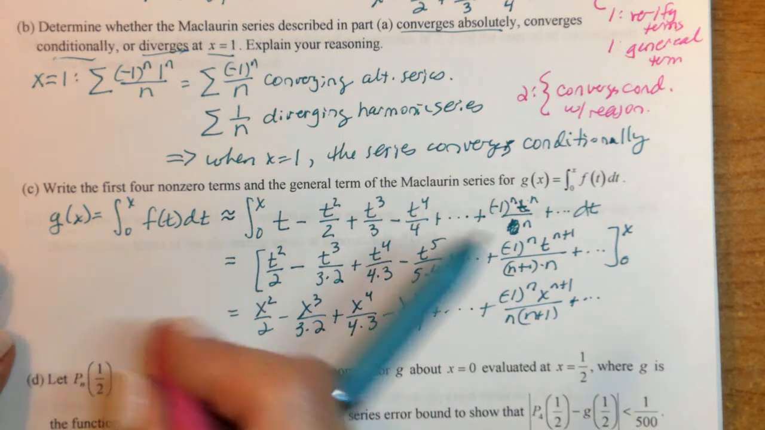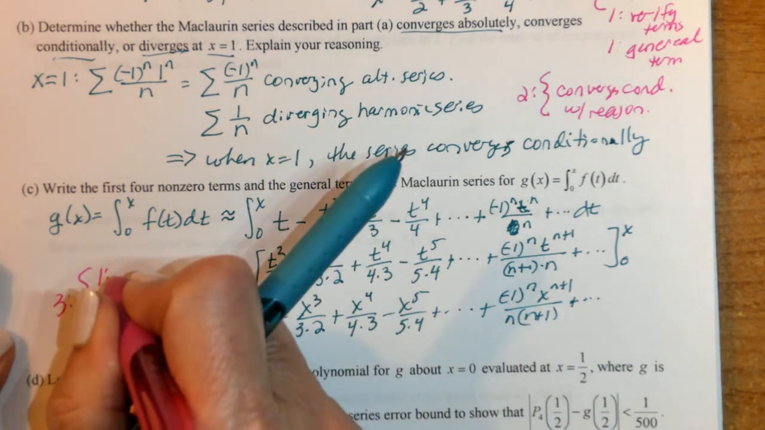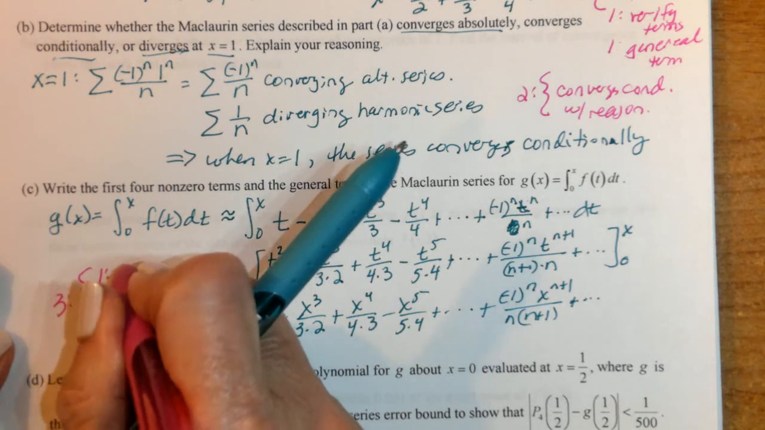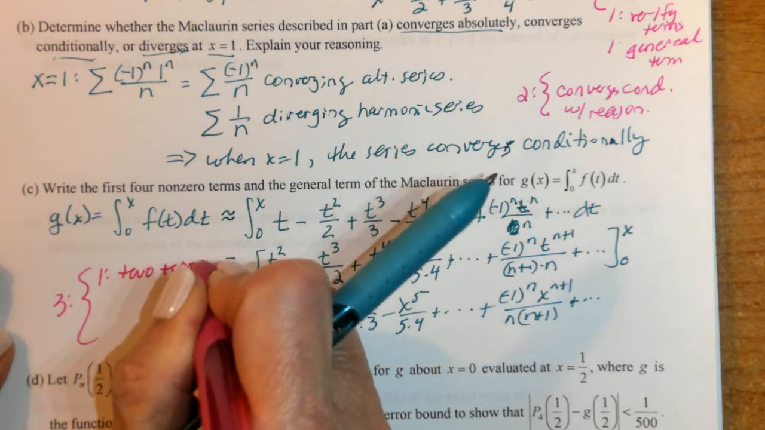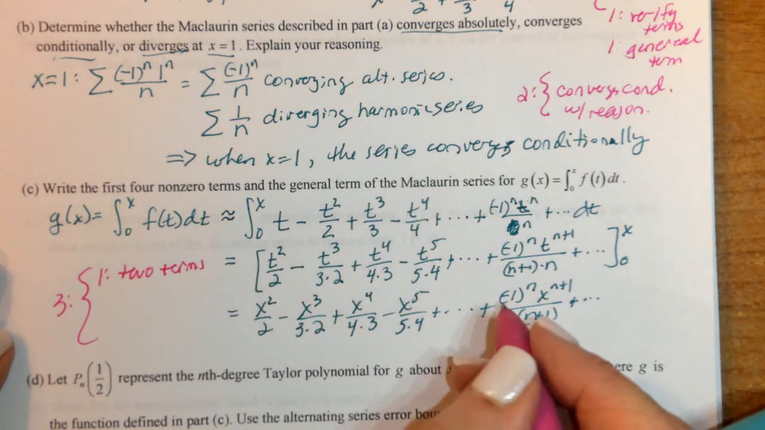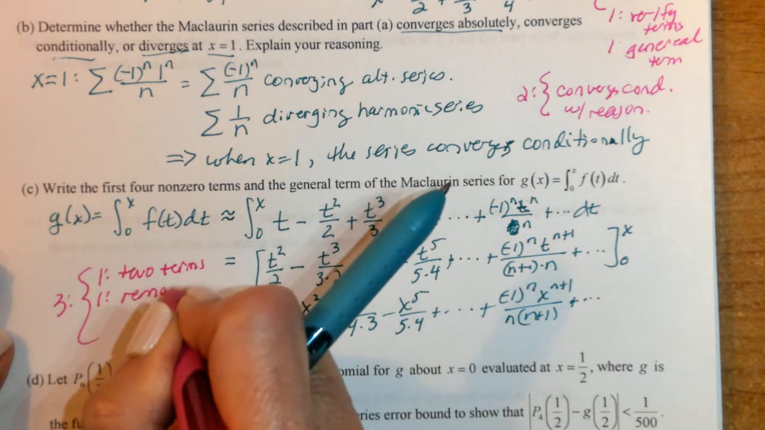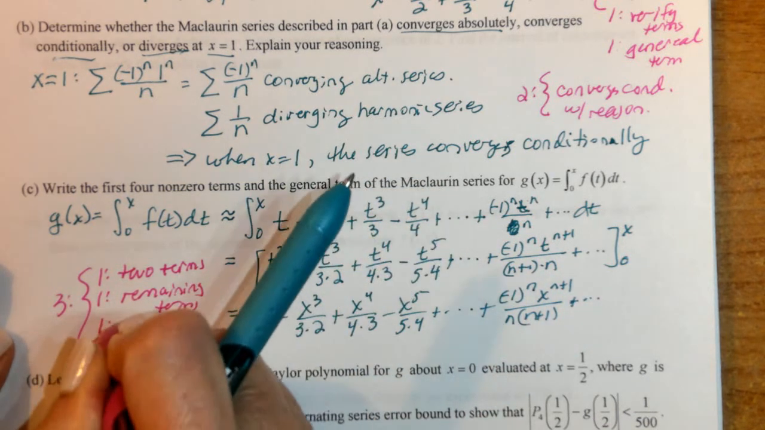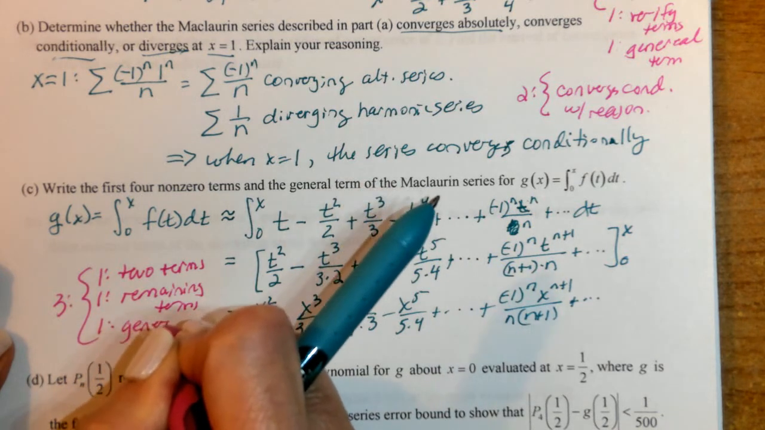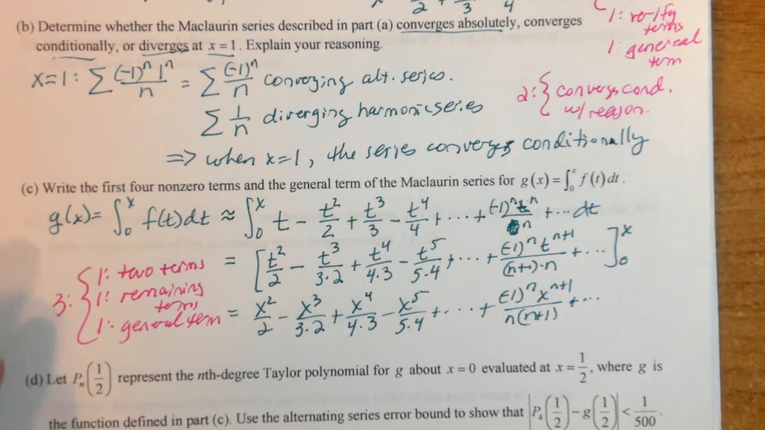This was worth 3 points. 1 point for the first, actually it just says 2 terms. So if you got any 2 terms correct, you got that point. 1 point for the remaining terms, and 1 point for the general term. Okay?